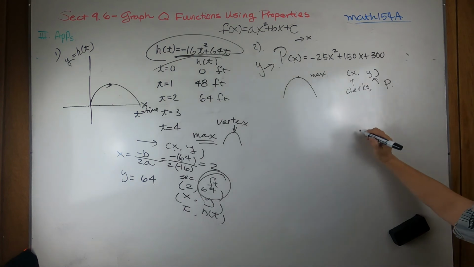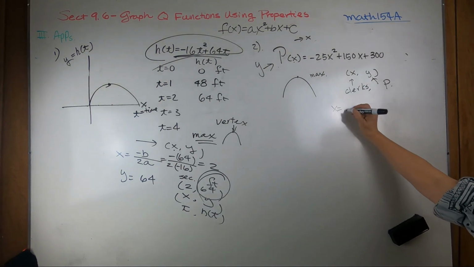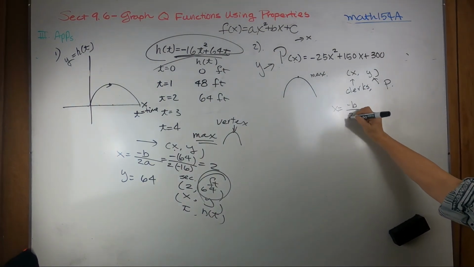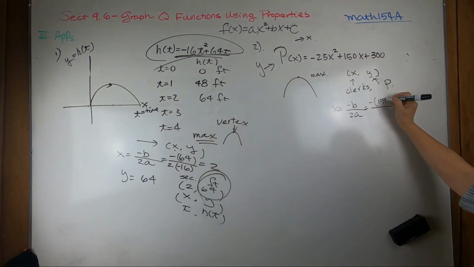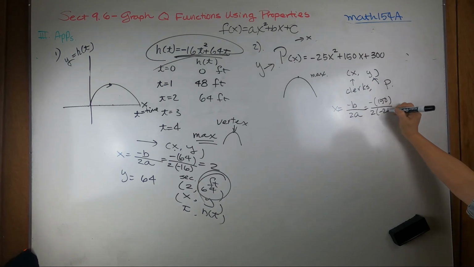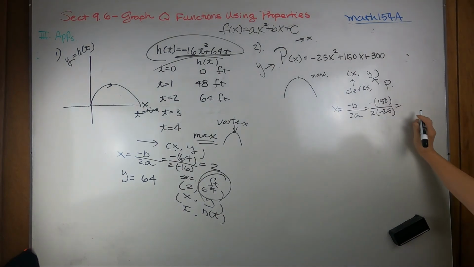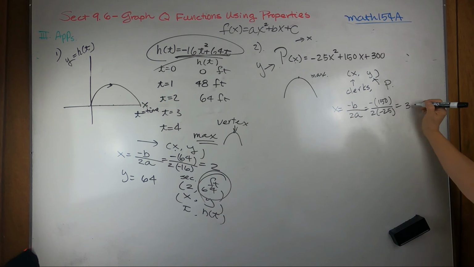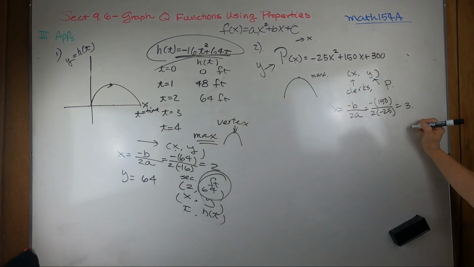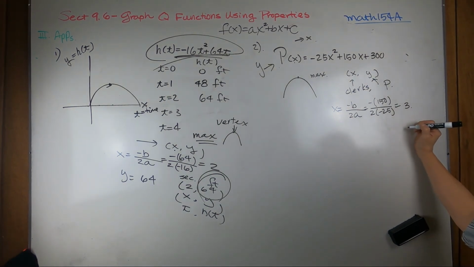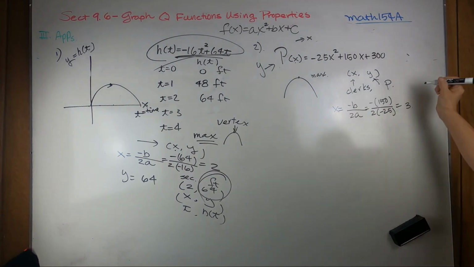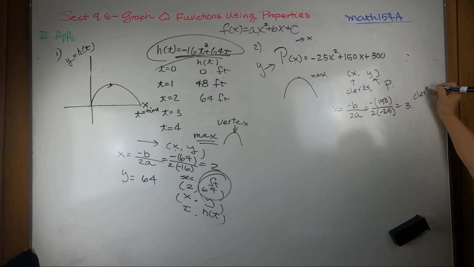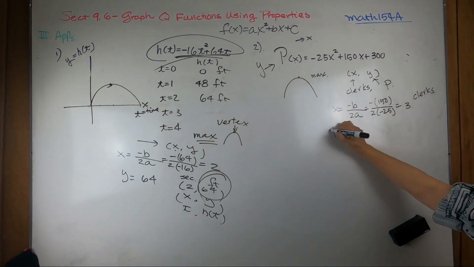So how do we find the x? By the formula we say is what? Negative b over 2a. So b is 150. a is what? Negative 25. If you do that, it's what? 3. Right? So 3 of what? x is clerks.